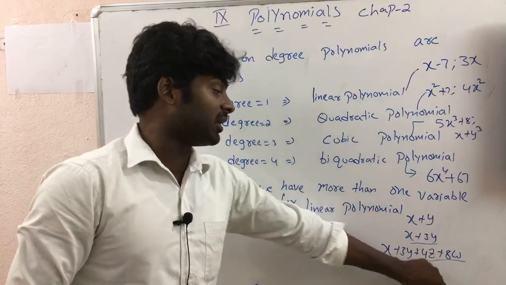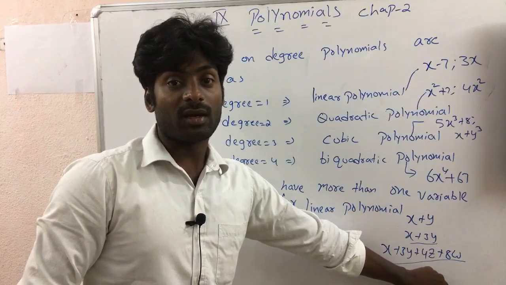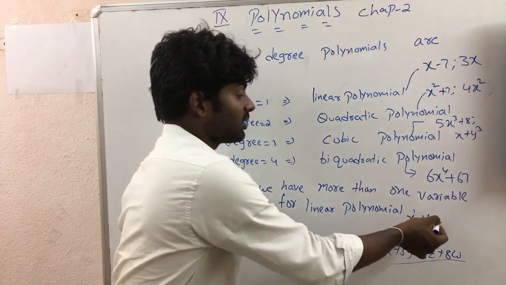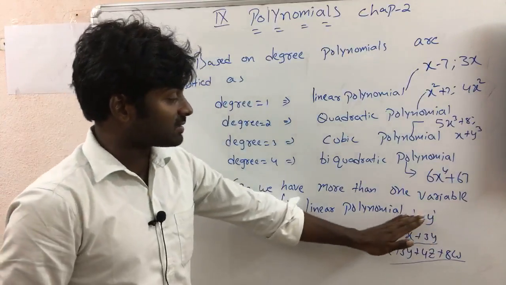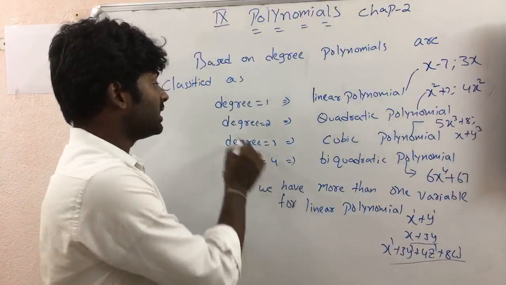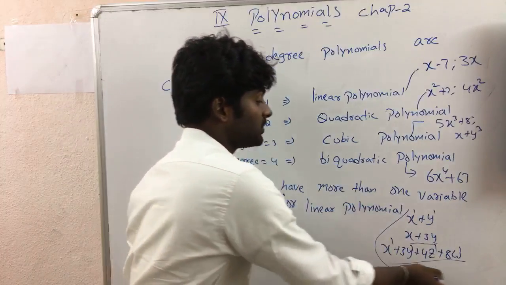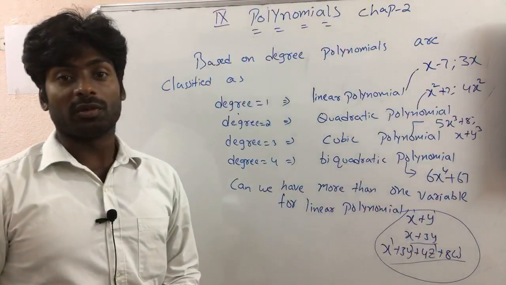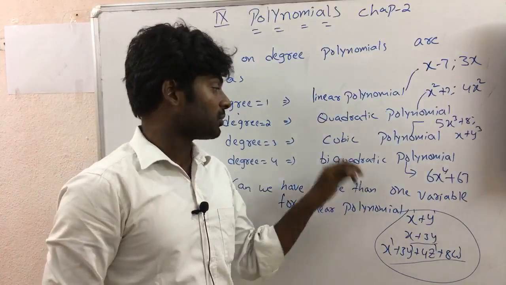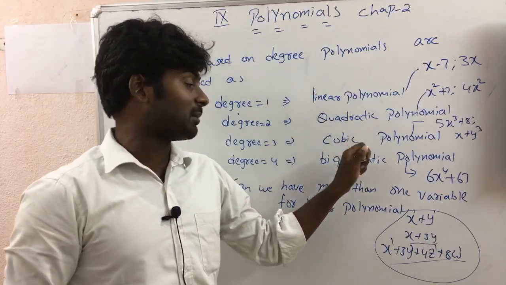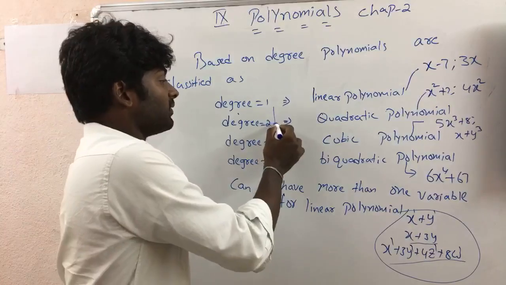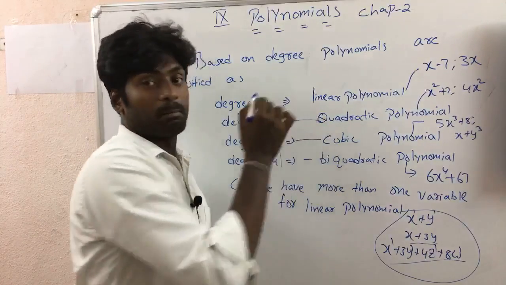We may have many variables, don't worry about the variables or the terms. We should only worry about the degree, the highest power. In these 3 examples the highest power is 1, that means degree 1, so all these are examples for a linear polynomial. Remember, it is similar for quadratic, cubic and biquadratic. We may have many variables, but we have to satisfy the degree to say whether it is quadratic, cubic or biquadratic.